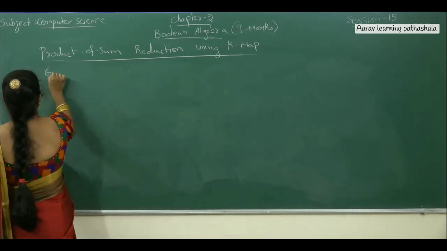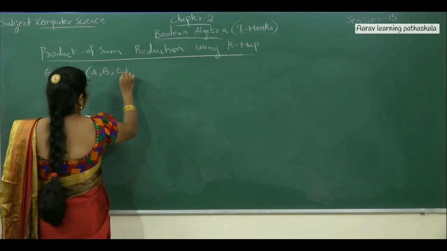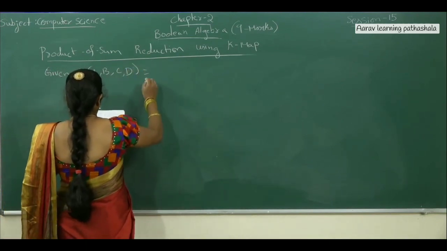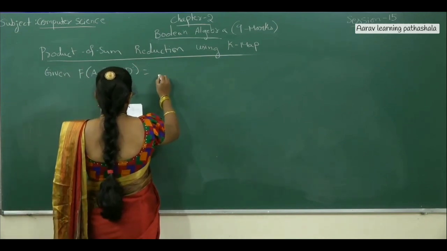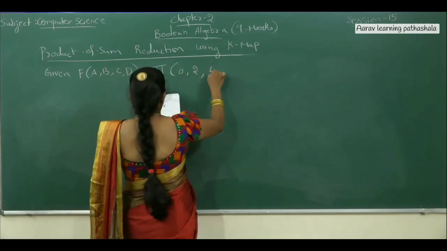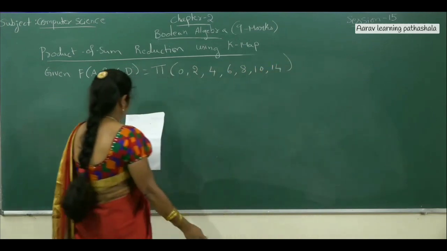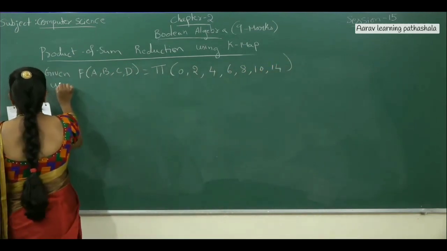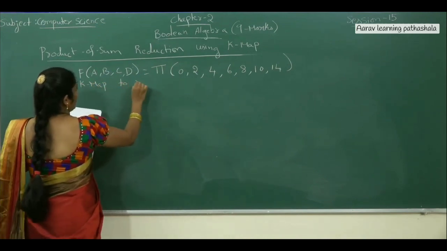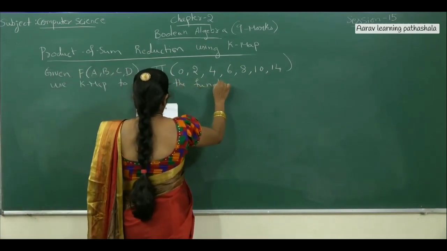Given f of A, B, C, D equals sigma of pi of 0, 2, 4, 6, 8, 10, 14. Pi of, use K-map to reduce the function. To reduce the function f.